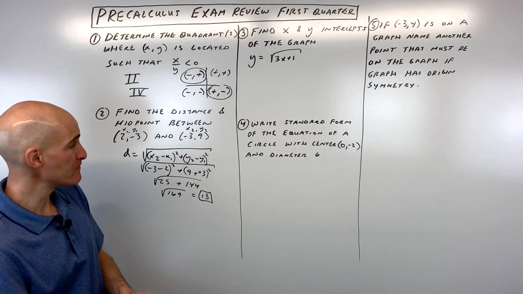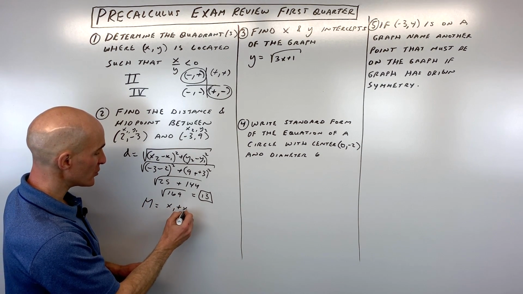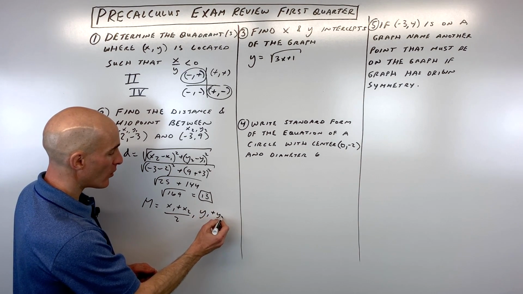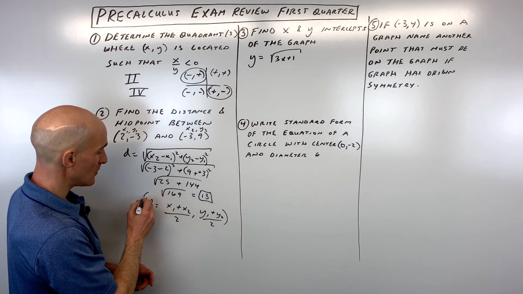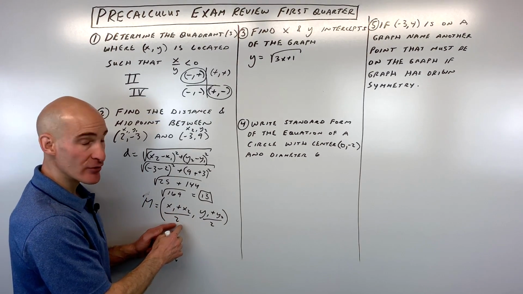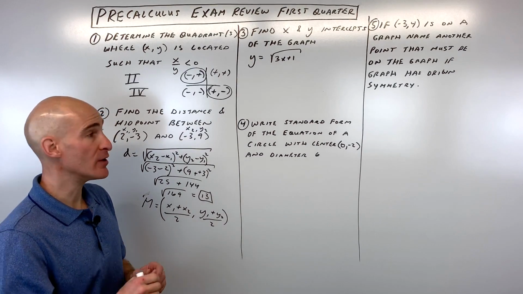Now for the midpoint, another formula you want to memorize or add to your formula sheet is (x1 plus x2) divided by 2, and (y1 plus y2) divided by 2. Like that. So what you're doing is it's like an average. You're adding the x's together and dividing by 2, and then you're adding the y's together and dividing by 2, and that'll give you the point in the middle.